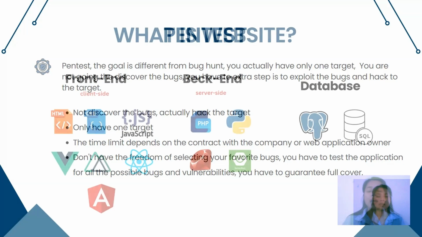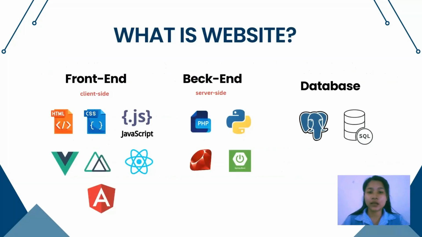and you have to guarantee full coverage. After you understand the difference between bug hunt and pen test, now you're going to learn what is a web application or website. The main parts of the web application include the client side, which is called front end, server side, which is called back end, and database. These three components work together to create the functional web application.